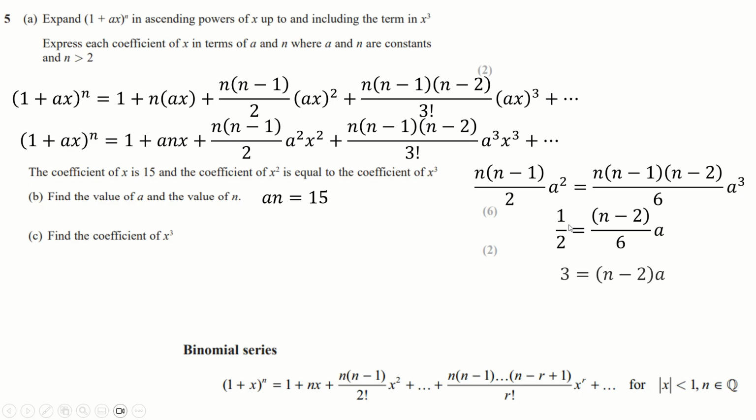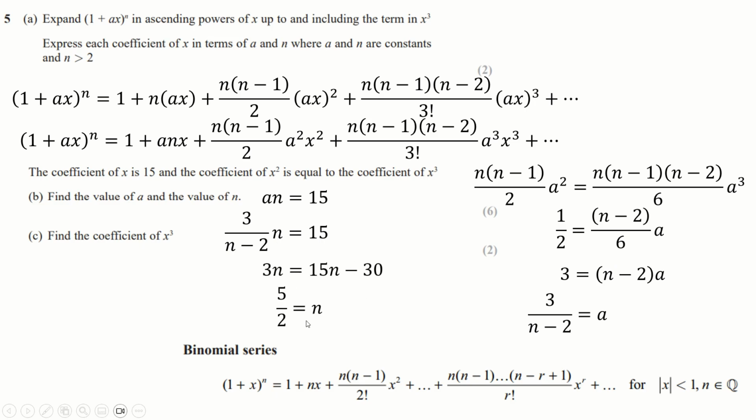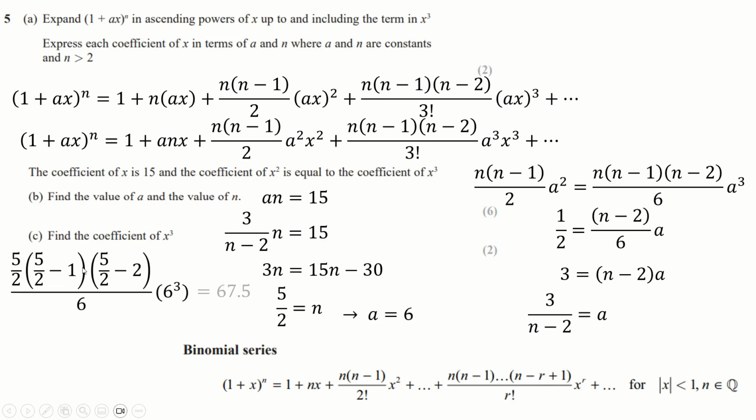Times everything by 6, you get this. Divide by n minus 2, we get this. We can substitute that result into there. Times by n minus 2, and then this 3n can just times by this n to just make it 3n. And we get this, and then we can, of course, rearrange that for this. And if we have n is 5 over 2, you can put that back in there, and you can find a as 6. Find the coefficient of x cubed, where you just put those two results into here, exactly as they are, the thing in front of x cubed, and you type it in a calculator, and you get this here.